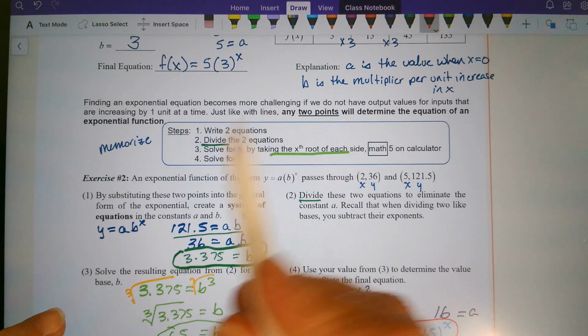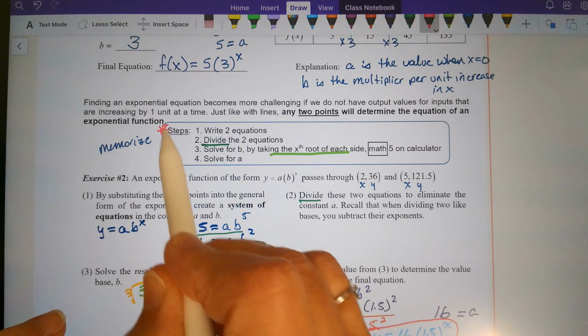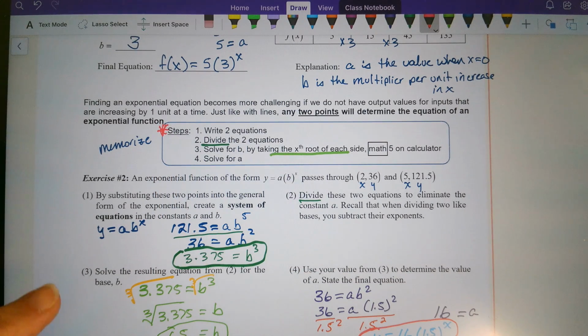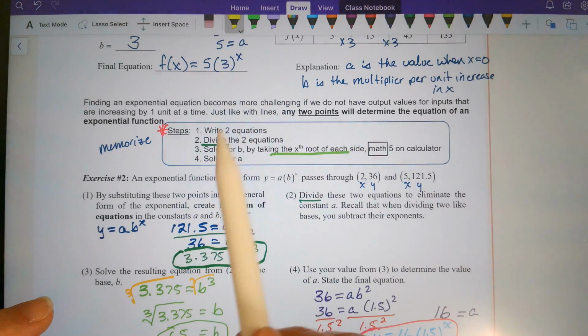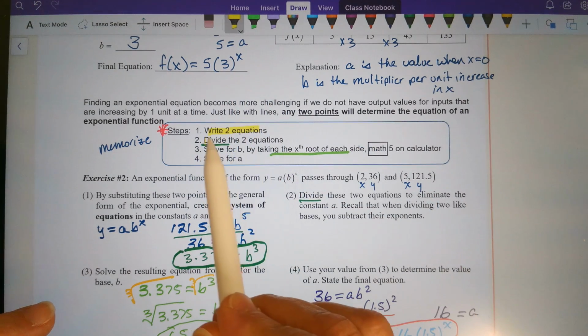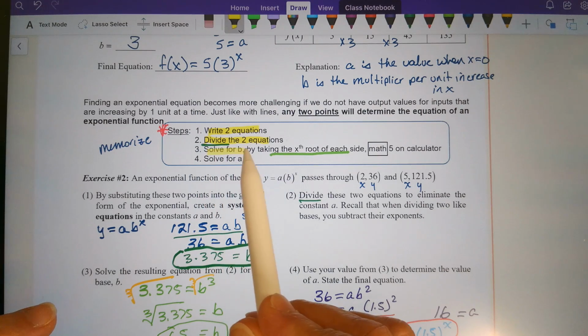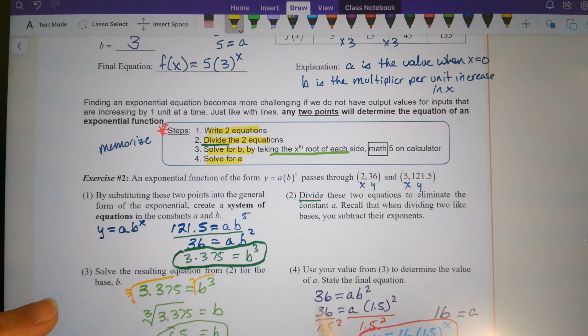Again, you have to memorize these 4 steps here. Memorize that. You write 2 equations, divide 2 equations, solve for b, and then solve for a.